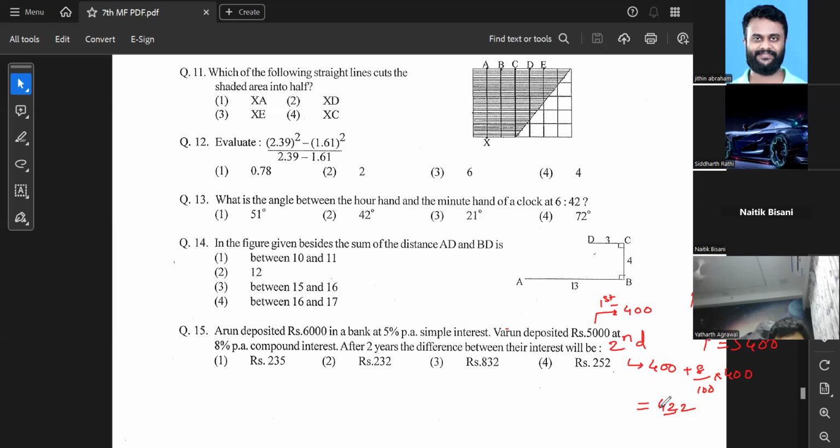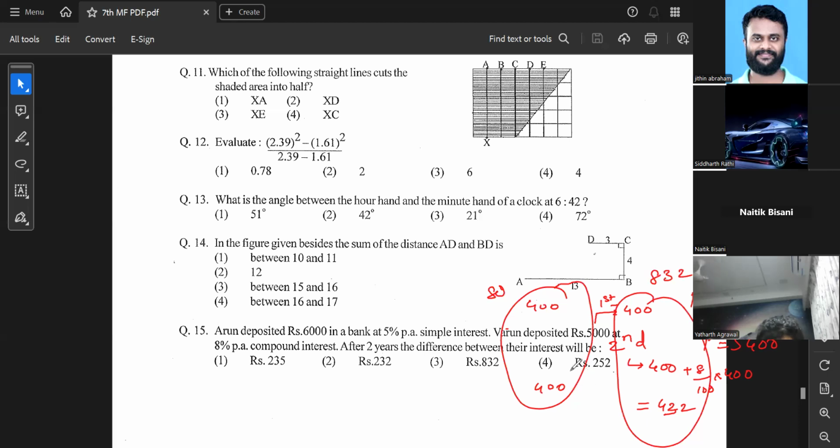Sir, but compound interest will always be higher than simple interest, right? Yes, always. Yes, exactly. In simple interest, for the first year the interest is 400, and for the second year also 400. In compound interest, for the second year, you are going to get 432. So in simple interest, when you add both years' interest, it is 800. For compound interest, when you add both years' interest, it will be 832. Okay, sir. Cool.